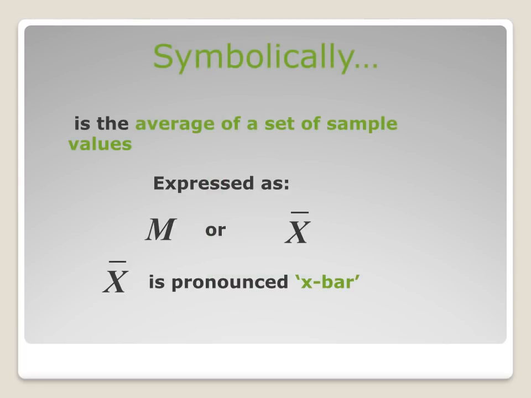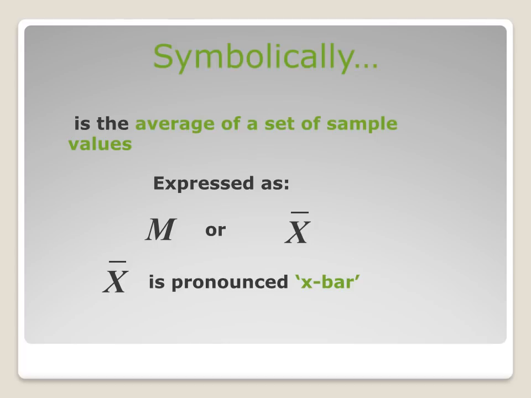And finally, we can look at the mean in symbolic notation. So symbolically, the mean is the average of a set of sample values. It's expressed as either M in written journal articles, but for psychological statistics, when we're doing calculation, we don't use M, we use specifically X bar. So that funny symbol, that symbolic notation of the mean when we're doing calculations in class, we will use the X with the bar over it, and it's pronounced X bar. So anything with a bar over it is considered a mean.